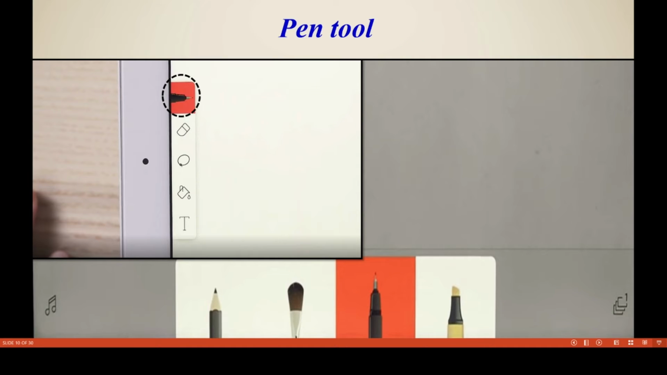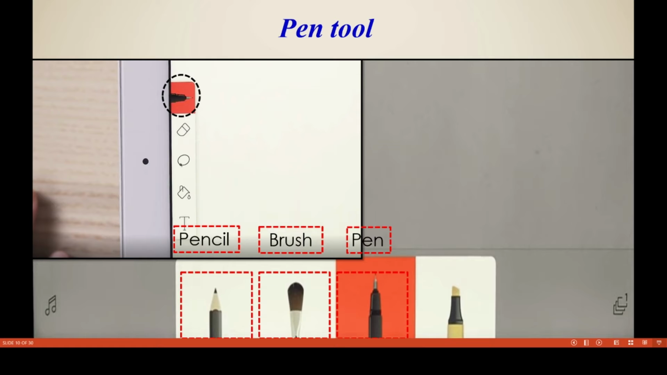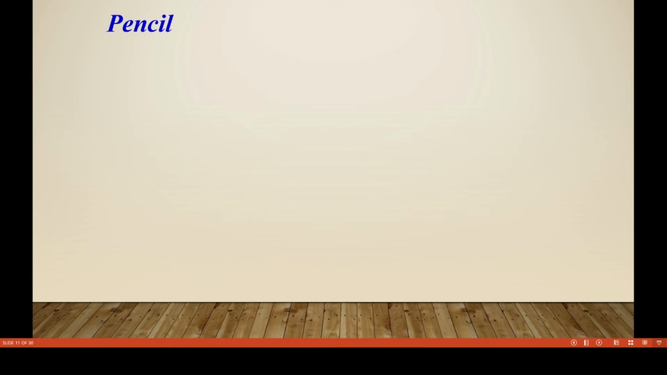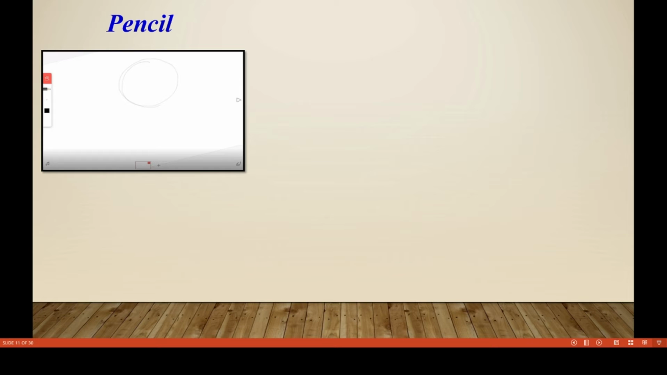First one, pen tool. If you click the pen tool, you will get 4 different types of basic drawing tools. They are pencil, brush, pen and highlighter. You can choose any one among these 4 types. For example, if you choose the pencil tool for your drawing, then your drawing will look like this.